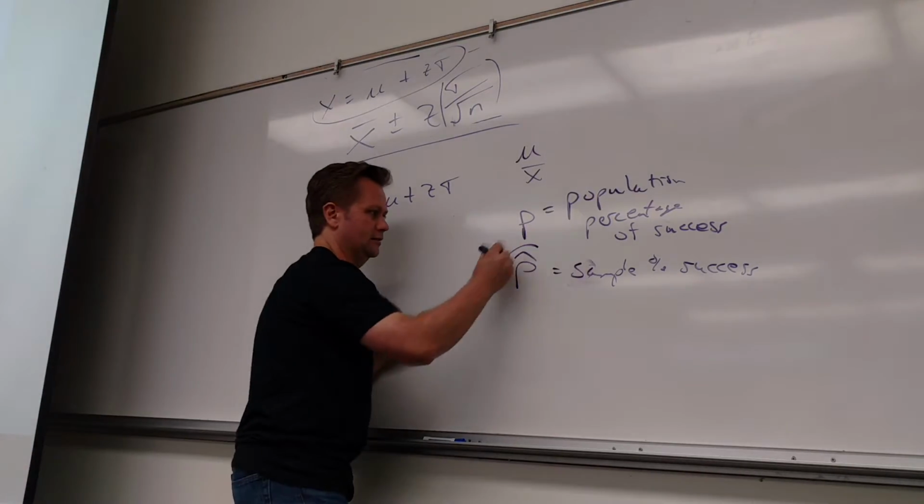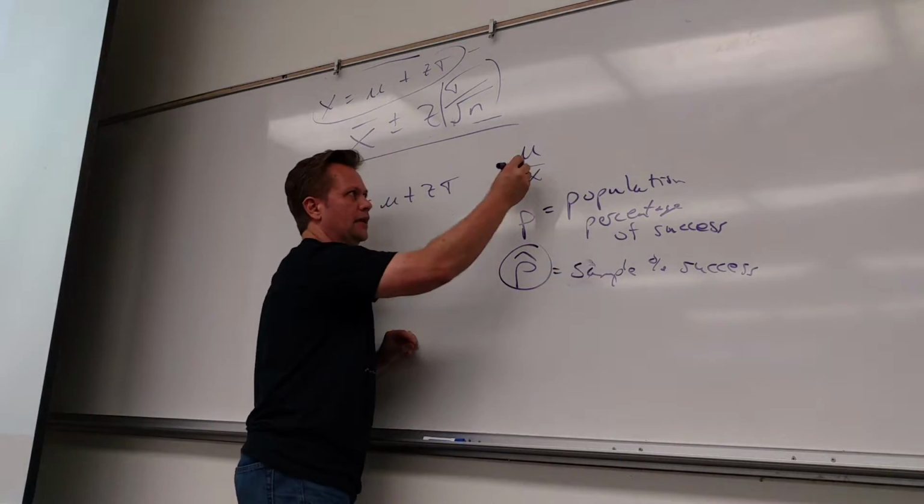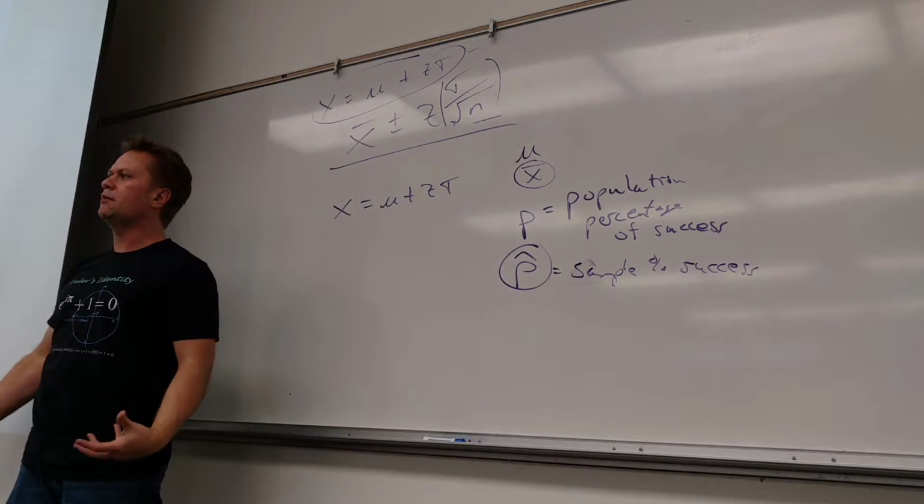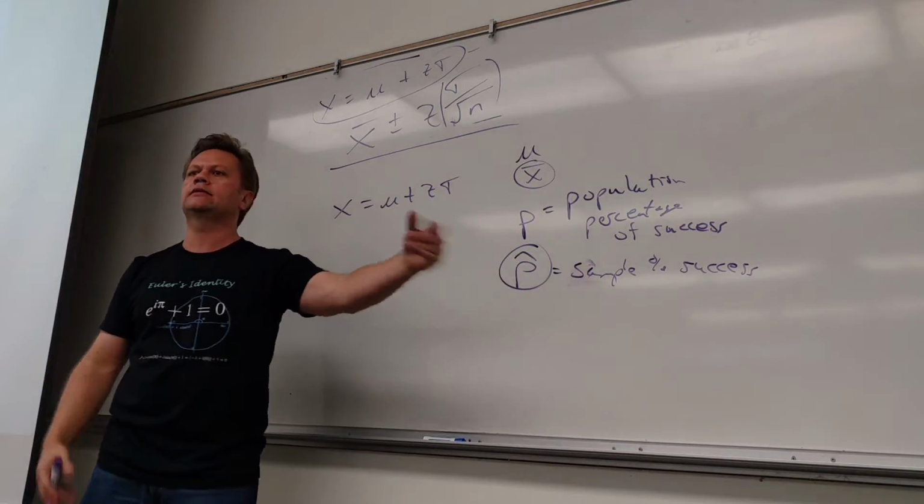So P hat, that's what we call this. That just means, exactly, it's sort of like X bar. It's X with that thing on its head. It means the sample mean. So P with a hat on its head is the sample percentage.